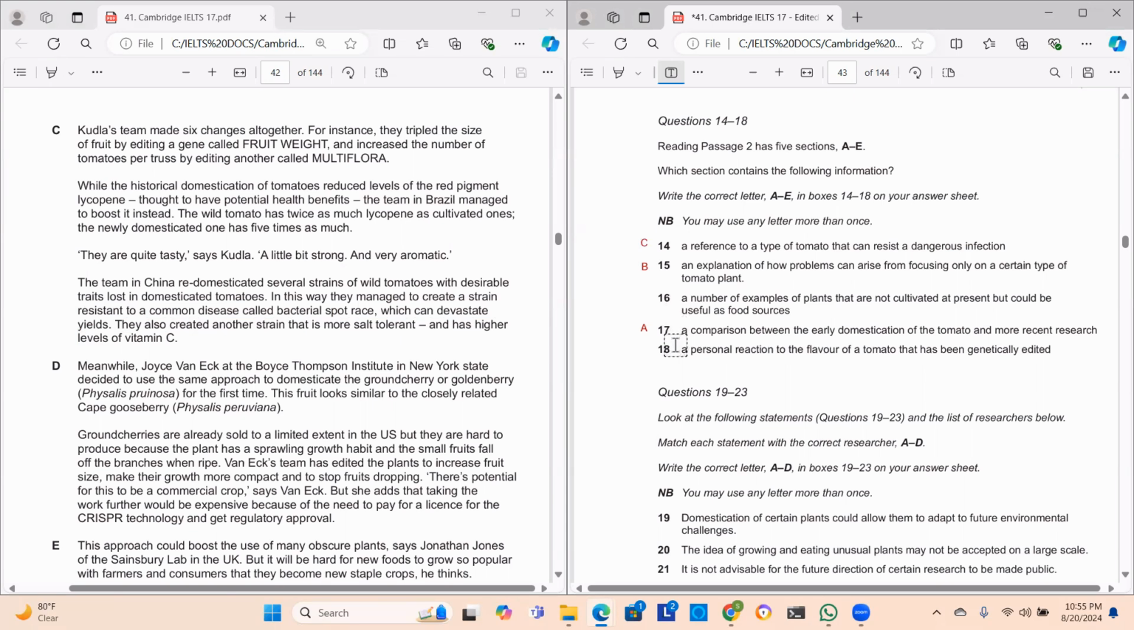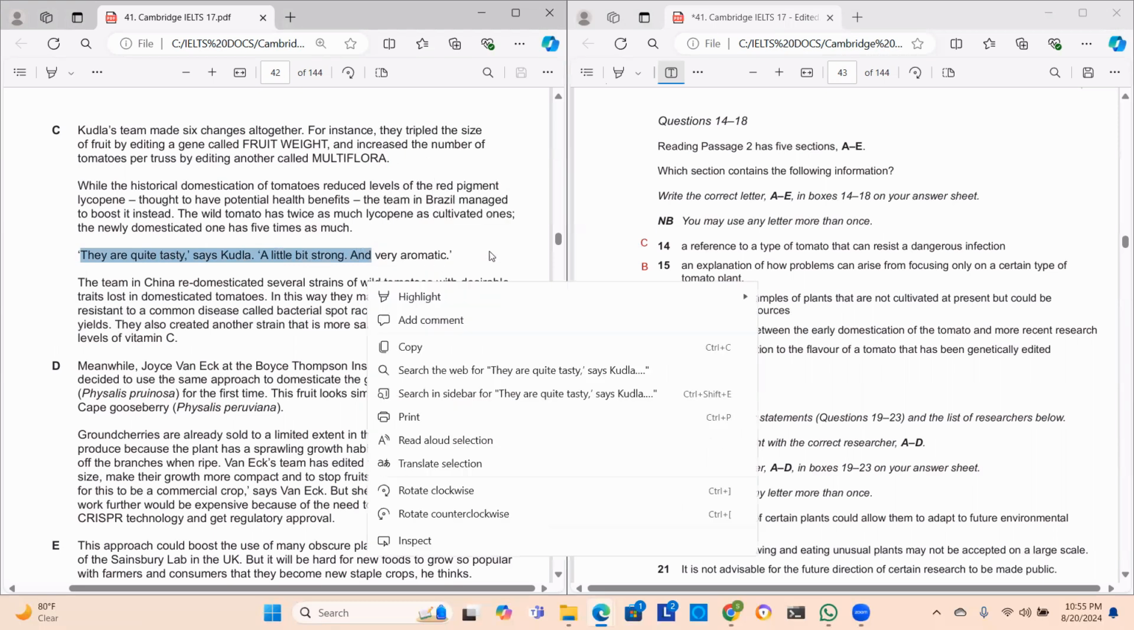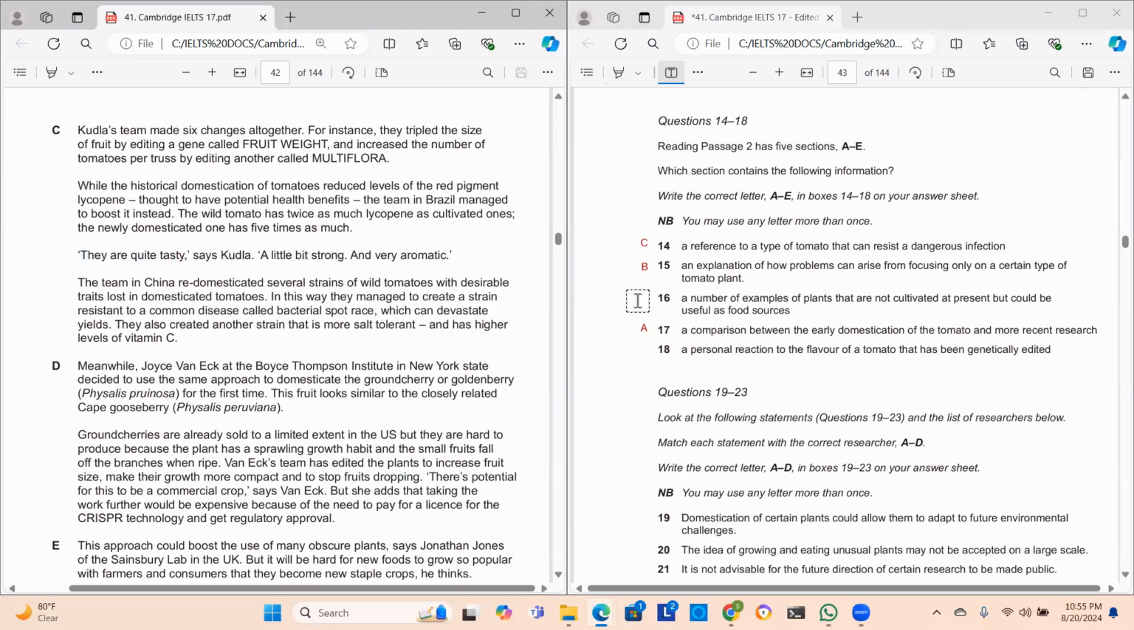So next, 18th one, a personal reaction to the flavor of a tomato that has been genetically edited. Yes, we read a personal reaction. Whose reaction was that? Mr. Kudla, right? What did he say? They are quite tasty, a little bit strong and very aromatic, he says. Oh yeah, this is the personal reaction we are talking about. So yeah, C is one more time here.